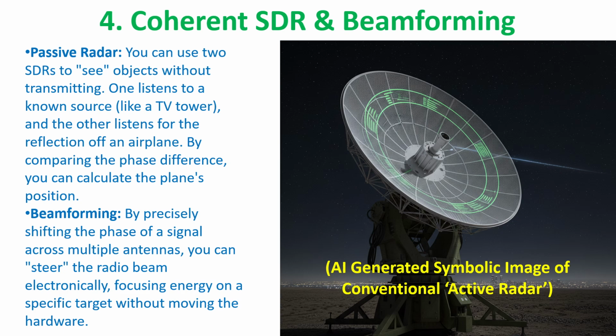Beamforming. By precisely shifting the phase of a signal across multiple antennas, you can steer the radio beam electronically, focusing energy on a specific target without moving the hardware. Usually we rotate the antenna using antenna rotators for satellite access and things like that. But this is electronic steering of the beam using phased arrays. There are phased array antennas being used by amateur radio operators even now.